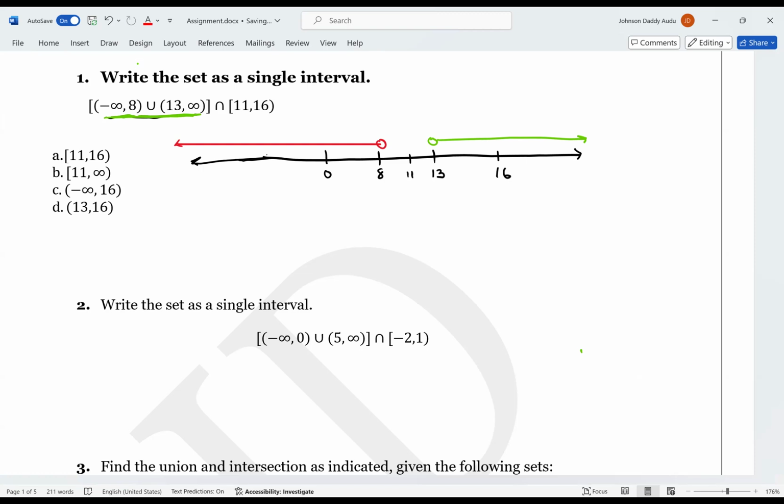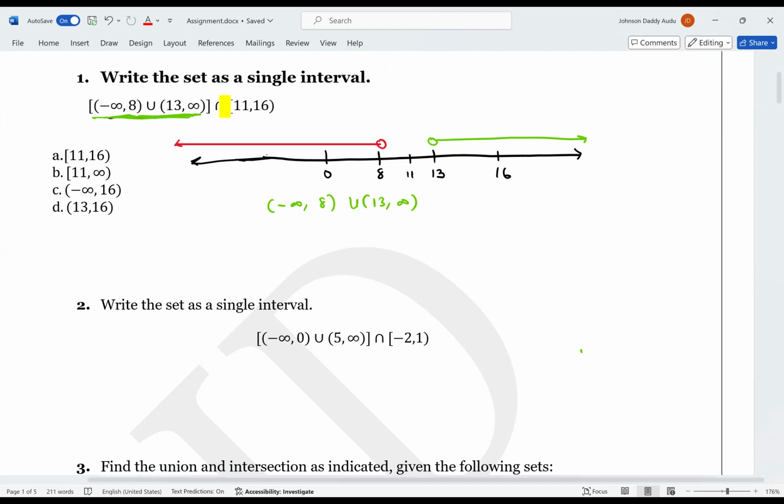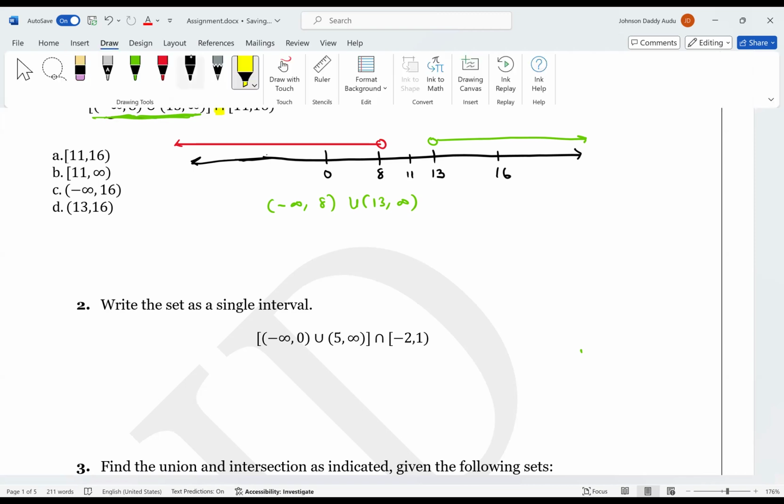So if I want to write this union, it's still going to be minus infinity to 8 union 13 to infinity. This is the union. This is the result of this one. There is no other way to write it, right? But we want to intersect, so this is very important. We want to intersect this now with this part. So this intersection with 11 to 16. So let's bring 11 to 16 on board now.